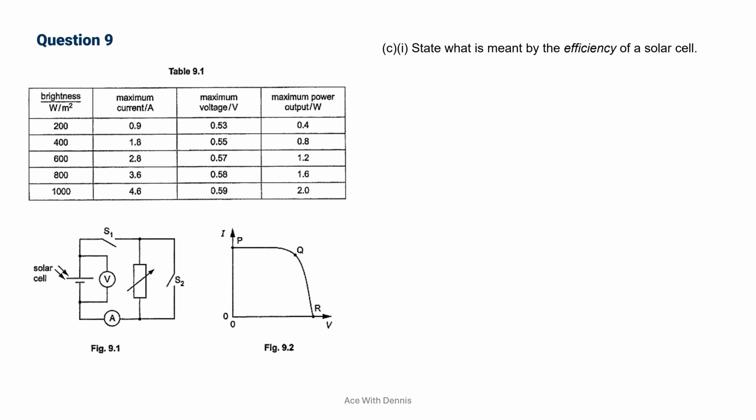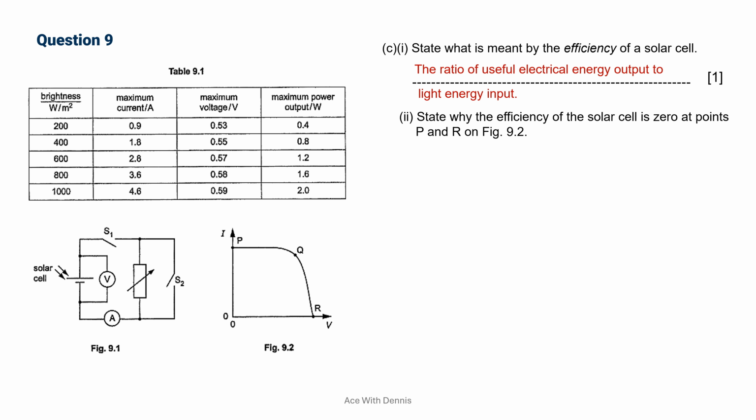C. Part 1. State what is meant by the efficiency of a solar cell. 1 mark. To answer this question, we can relate to the formula of efficiency, which is P out over P in, and apply it to this example. For this case, the output power is the electrical energy, and the input is the light energy. So we can say that efficiency is the ratio of useful electrical energy output to light energy input.